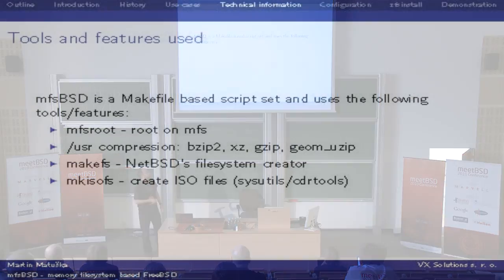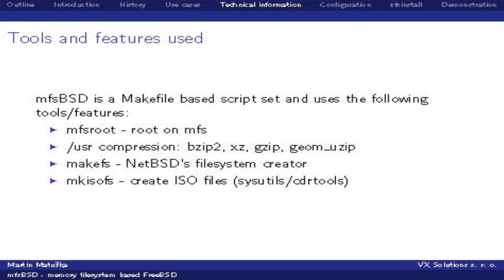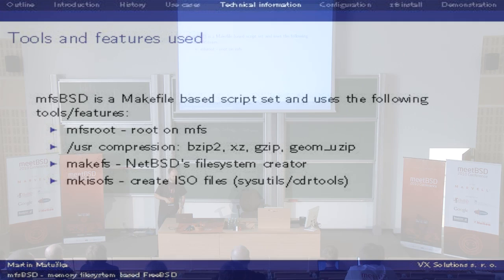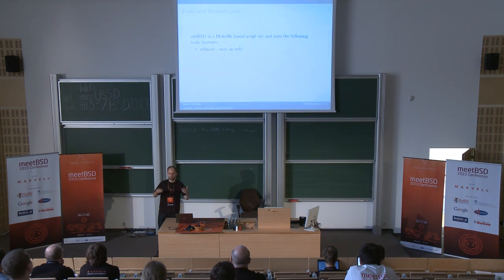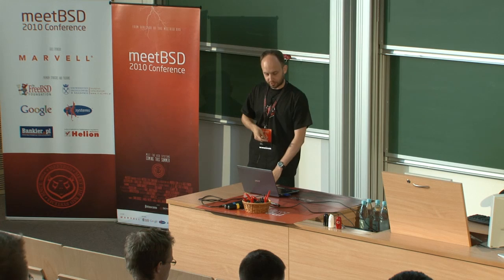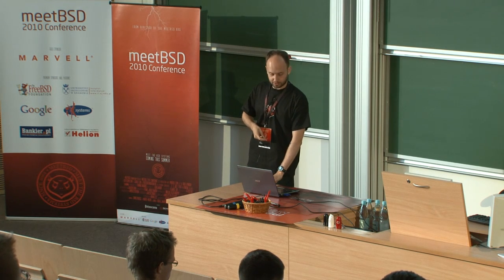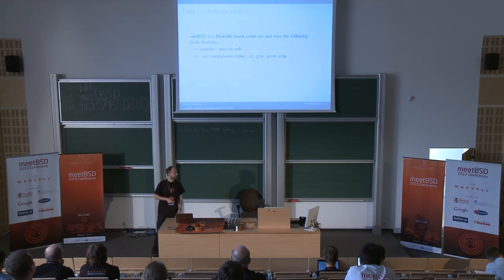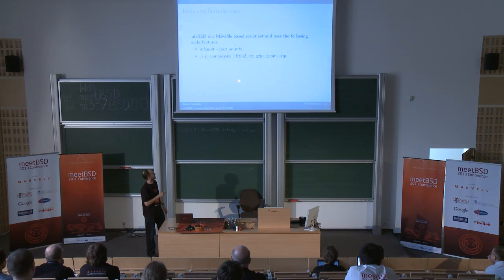So what tools and features are used in mfsBSD? What do we have there? Of course, the mfsroot feature of FreeBSD, so that we can boot into a memory file system directly. That's read from the loader. I'm compressing the user file system. Currently, I prefer this one. It has the best compression ratio, and decompression is about twice as fast as bzip2. And at the very beginning, I had been using only geom_uzip.